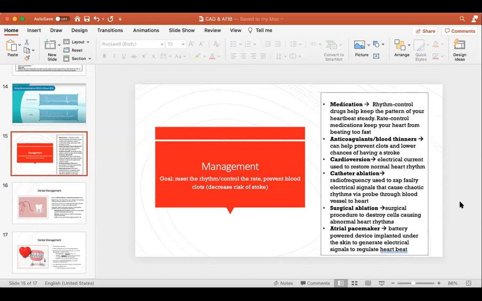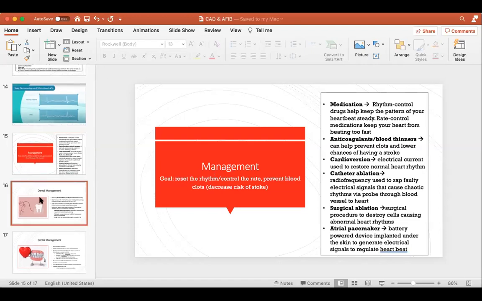There's also catheter ablation, where they use a probe to zap where the faulty signals are with radio frequency. More invasive procedures include surgical ablation, a surgical procedure to destroy the cells that are causing the abnormal heart rhythms. And then the atrial pacemaker, which is a device implanted underneath the skin to generate the electrical signals to regulate the heartbeat.